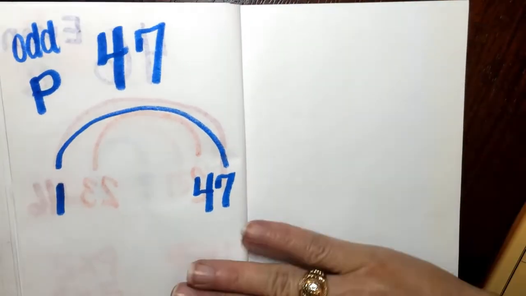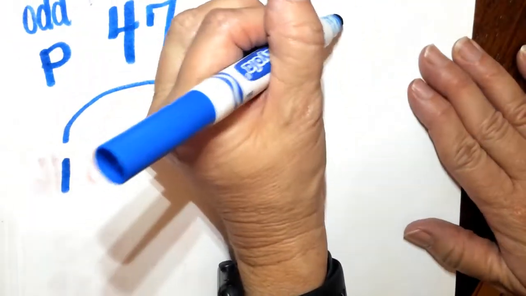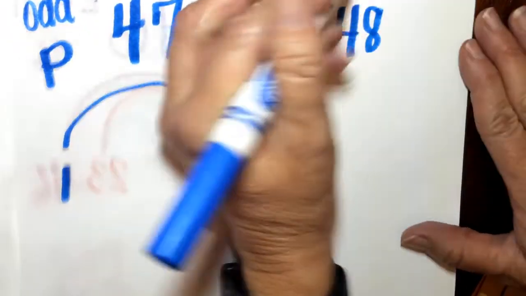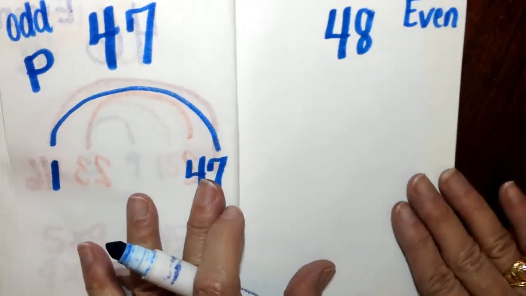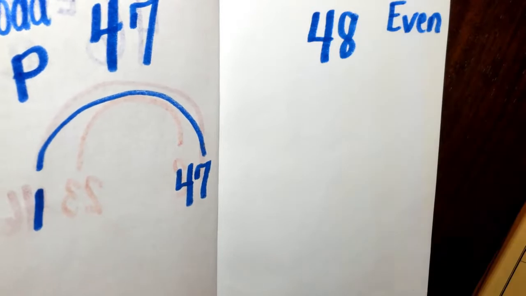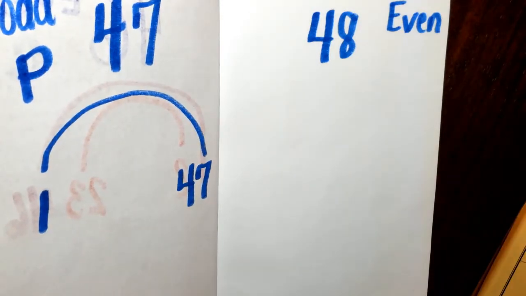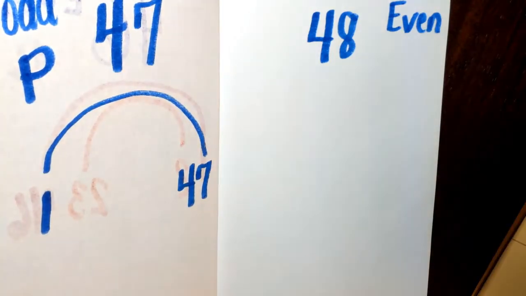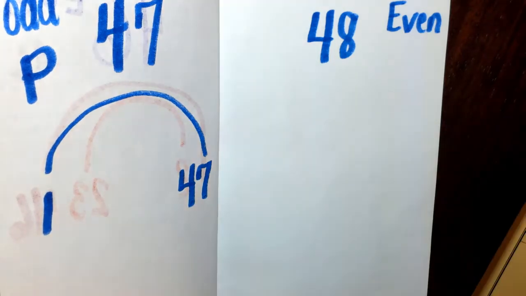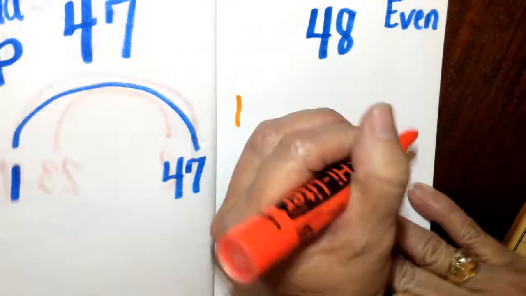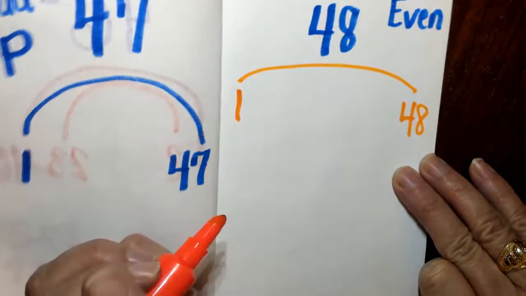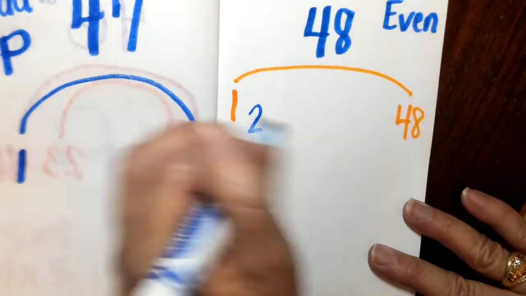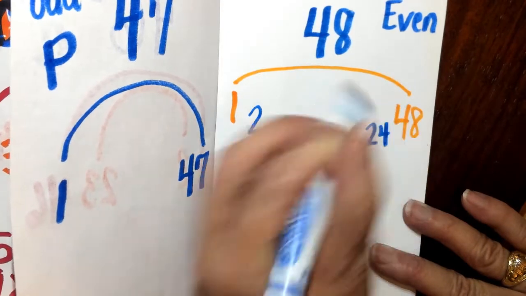Moving on to the number 48. The number 48 has many factors. Not only is the number 48 even, but when I think about the number 48, there are lots of factors that will give me the number 48. So I can start with 1 and 48. I can then move to the number 2 because we know it's even and it can be cut in half by the number 24.